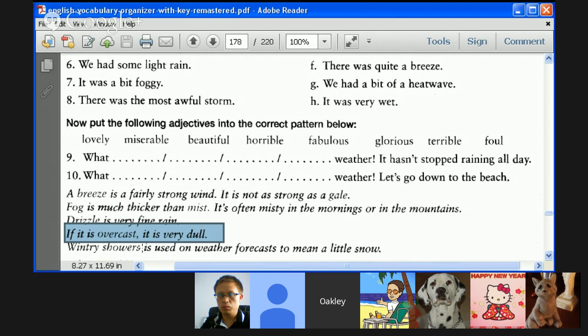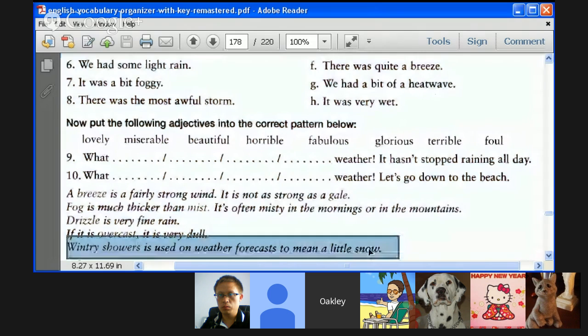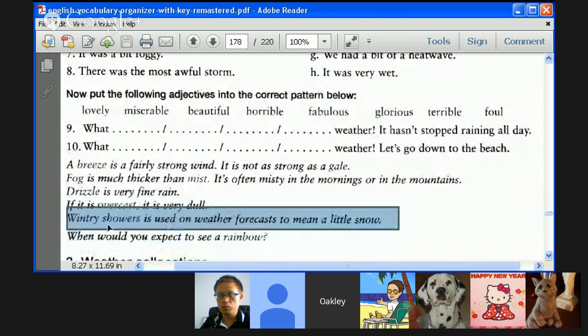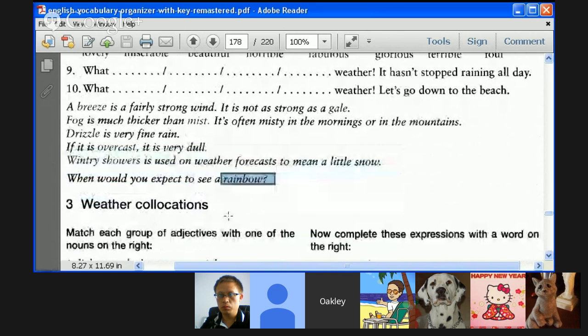If it's overcast, it's very dull. Okay, yeah. Winter showers is used on weather forecasts to mean a little snow. Not necessarily. If the shower continues for 3 days, that's going to be a lot of snow. It's not very fast. It accumulates slowly, but usually showers kind of mean long. And we already talked about a rainbow.